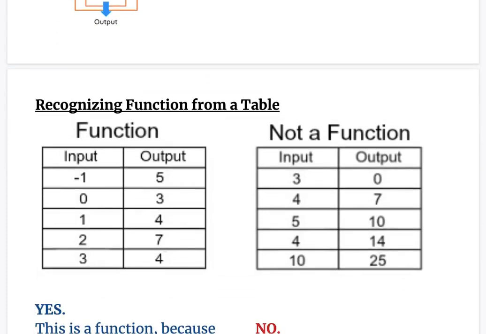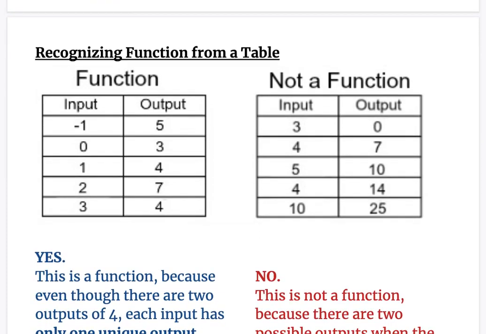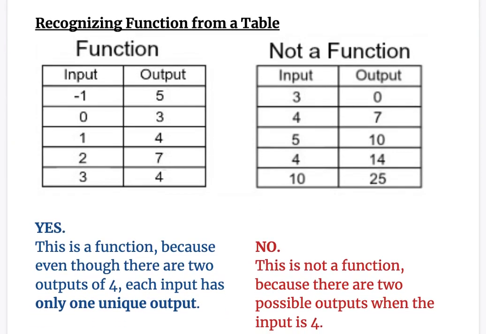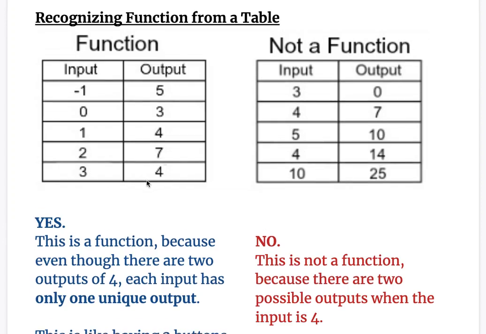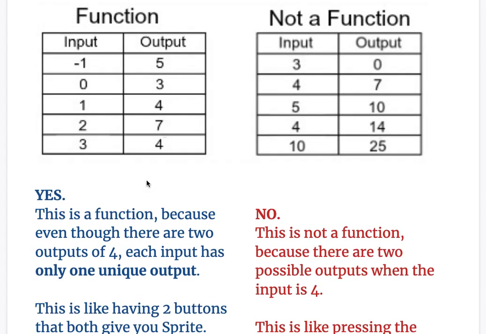So here are some examples of functions on a table. In this first function on the left-hand side, we input -1, we get an output of 5. Input 0, we get an output of 3. Input 1, get an output of 4. Input 2, get an output of 7. Input 3, get an output of 4. This right here is a function, because each input has only one output.